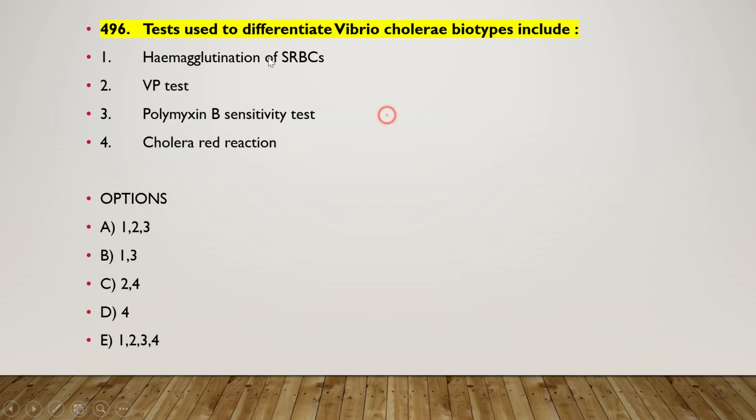Okay, so the next one is the test used to differentiate Vibrio cholerae biotypes include hemagglutination of RBCs, VP test, polymyxin B sensitivity test, or cholera red reaction. Okay, so the right answer is option A. This first 3 options is the correct answer.